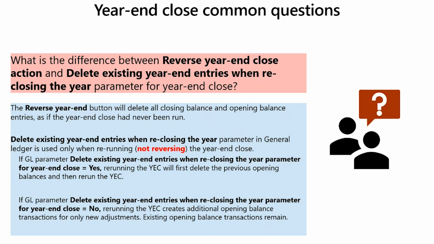The GL parameter, of course, is never used the first time you run the year-end close. We will always do a full opening balance set of transactions when the year-end close is run for the first time. This is only used when you rerun the year-end close the second or third or fourth time, however many times you run the process. So just a couple reminders for how those settings are different and how they're not used together.